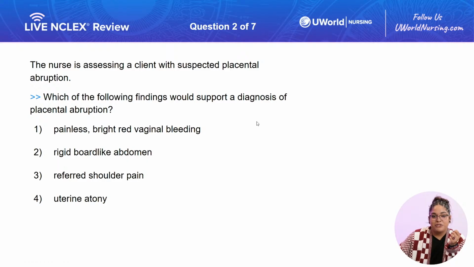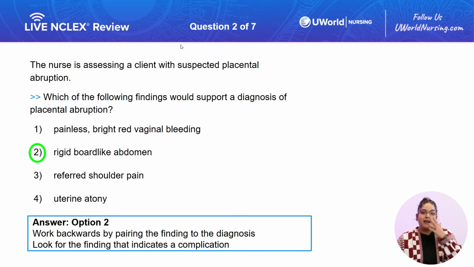Alrighty, so we'll jump to the correct answer. So our correct answer is option 2. With placental abruption, this is the separation of the placenta from the uterus. So the symptoms are going to vary depending on the severity of the abruption. It can be partial or it can be complete. Option 1, you will often see vaginal bleeding with placental abruption, and it's typically not painless. Other symptoms of the placental abruption include uterine tenderness and abdominal pain rather than that painless bleeding.